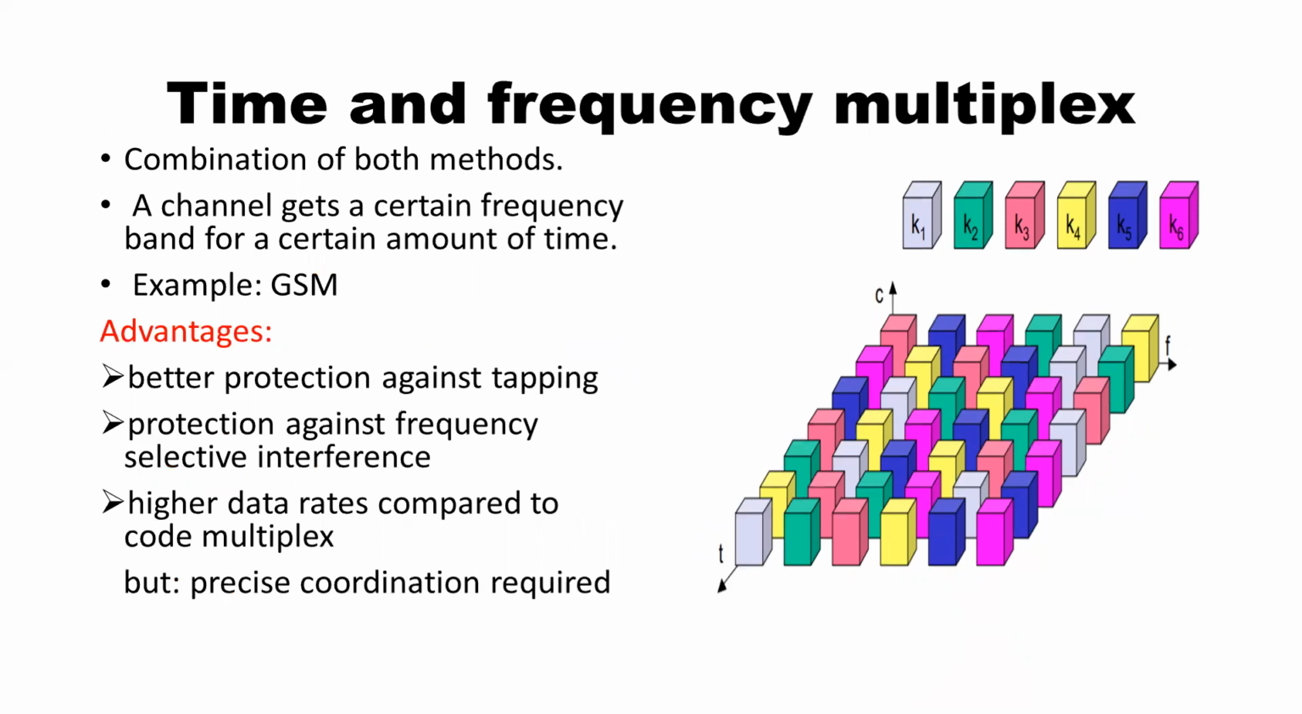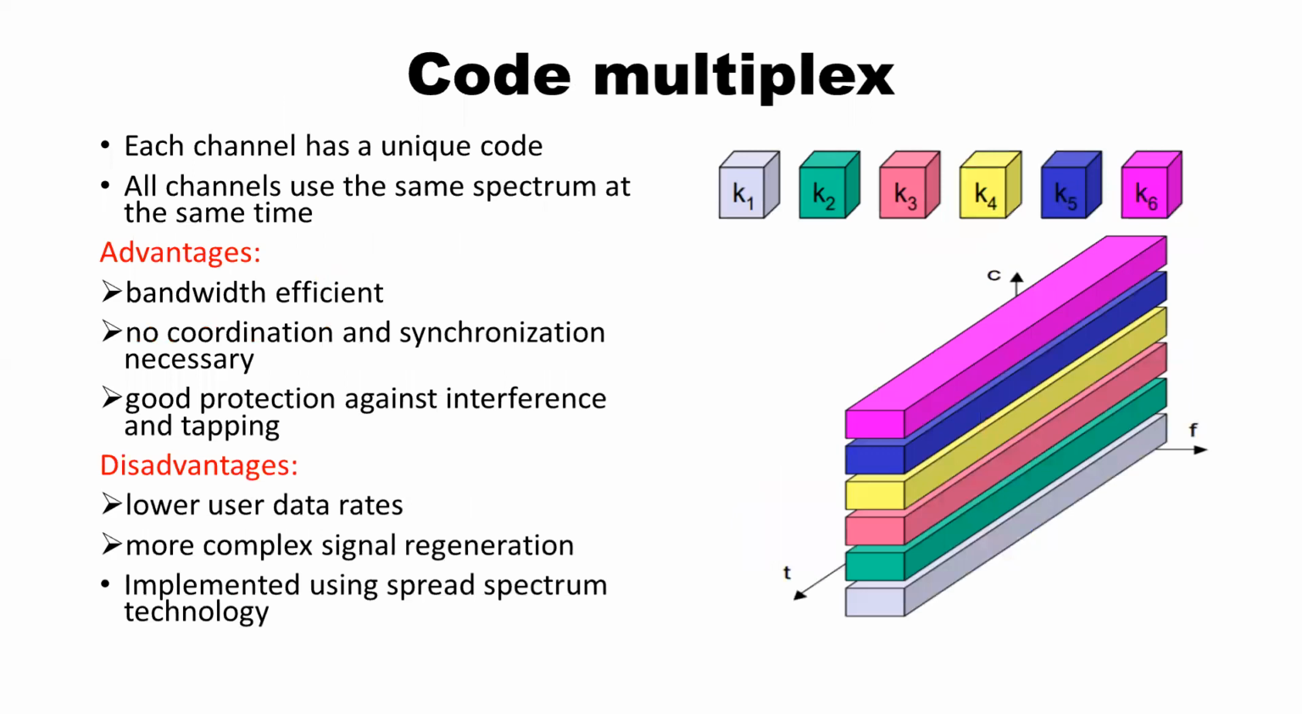A channel gets a certain frequency band for a certain amount of time. Example: GSM. Advantages: better protection against tapping, protection against frequency selective interference, higher data rates compared to code multiplex, but precise coordination required.